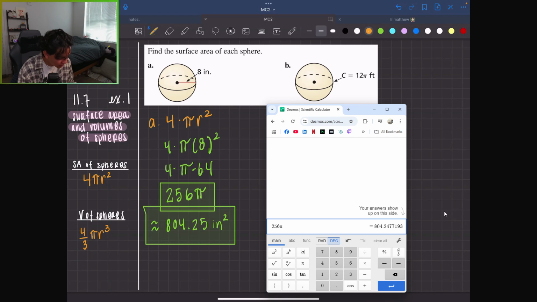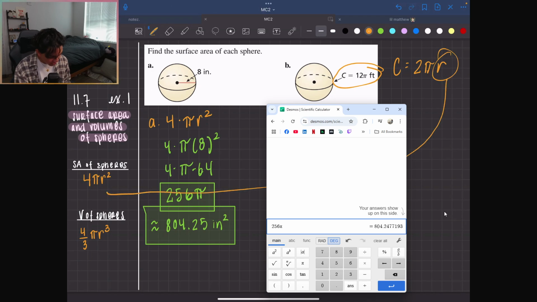Let's end it off with B over here. We're going to find the surface area here, but what is given to us? We are given the circumference of this sphere. So if we are given the circumference, remember that circumference equals 2 pi r. And what we're going to need here is to find out the radius, or the diameter, in order for us to find the surface area. So that's why they gave us the circumference. So let's solve for that first.